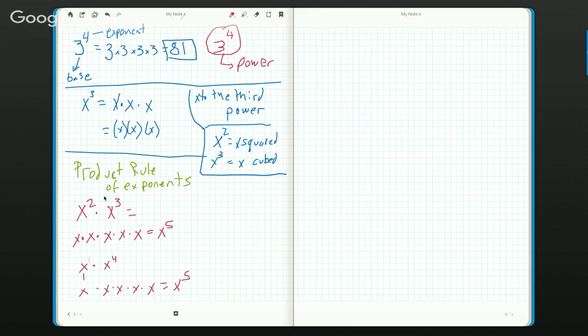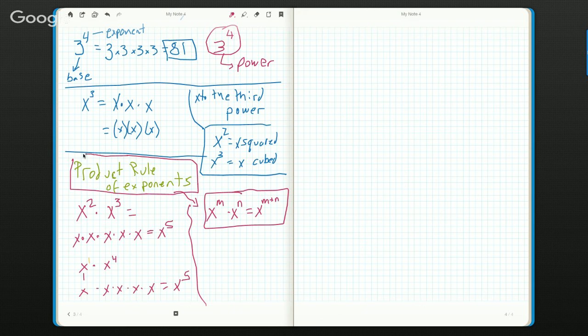And after you do enough of these, you can say, well, the rule is x to the m times x to the n is x to the m plus n. And that's our product rule. That's our product rule of exponents. Product meaning multiplication.